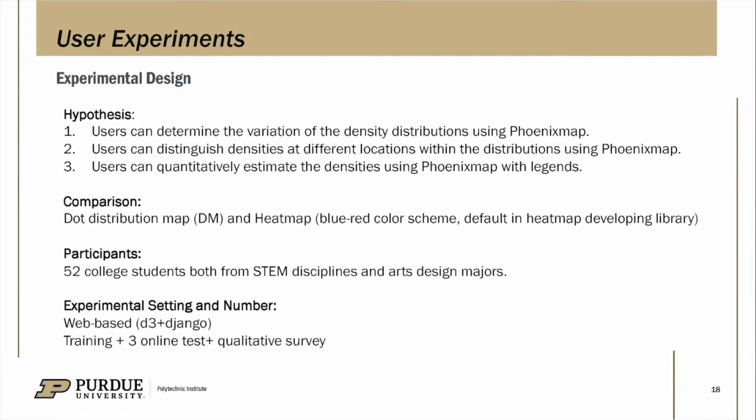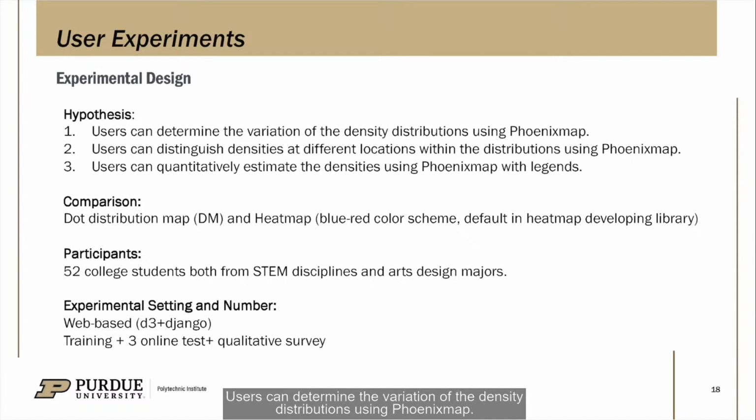We designed and conducted 3 experiments to examine our hypothesis. Users can determine the variation of the density distribution using Phoenix map. Users can distinguish densities at different locations with the distributions using Phoenix map. The users can also quantitatively estimate the densities using Phoenix map with legends. We selected the dot map and the heat map as comparisons to evaluate the efficacy.